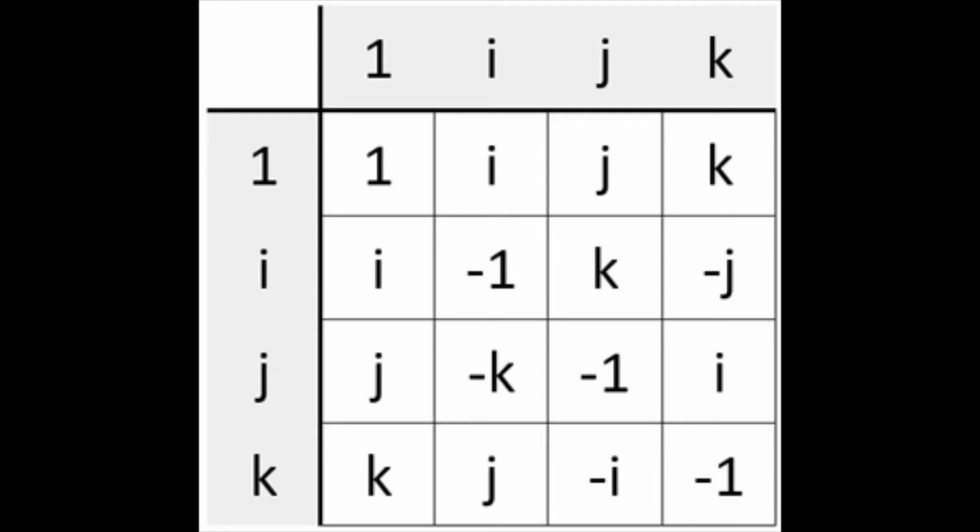The rules can be arranged into this multiplication table, which explains how they relate. The rules I just mentioned, in addition to those Hamilton wrote on the bridge, are all combined into this table, and you can see it here.